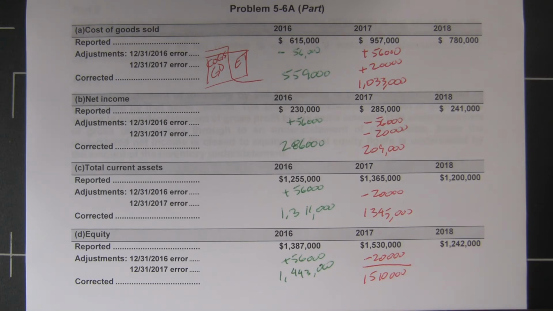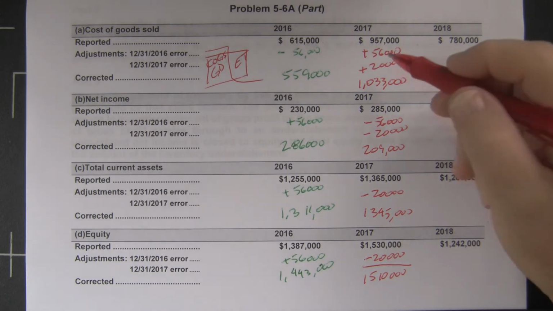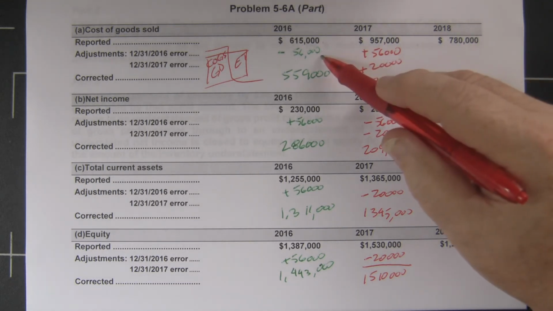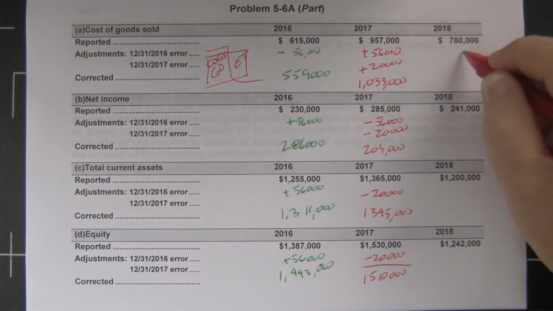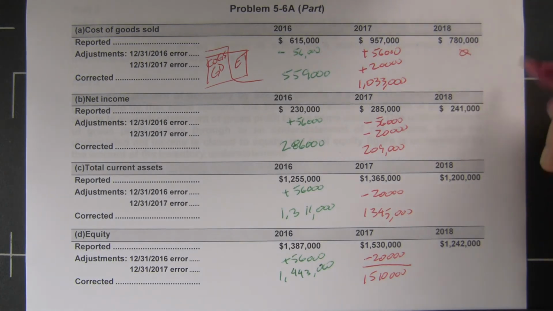Now, let's take a look at 2018. They didn't give us any corrections for 2018's errors, so just because I'm an optimist, I'm going to assume that they're correct. I don't know why I would do that, but I will. The $56,000 we've taken care of. We took care of it in 16 and 17. We don't need to do anything with that in 18.